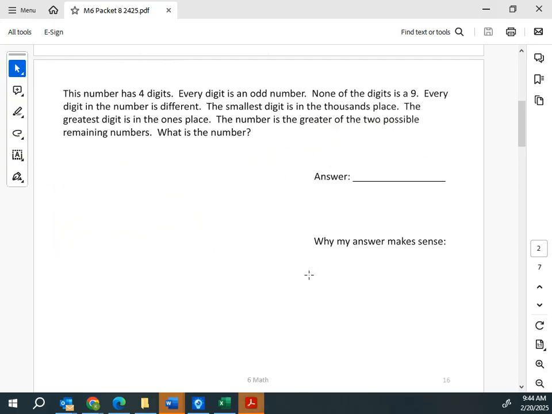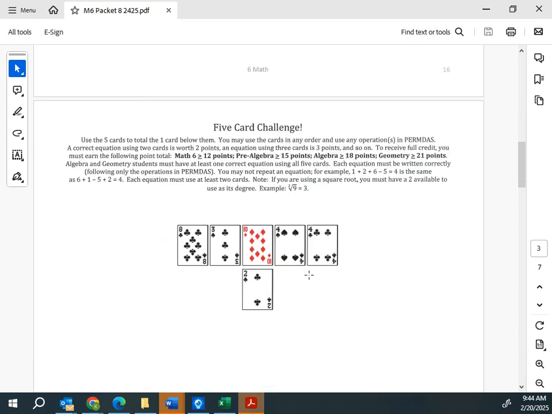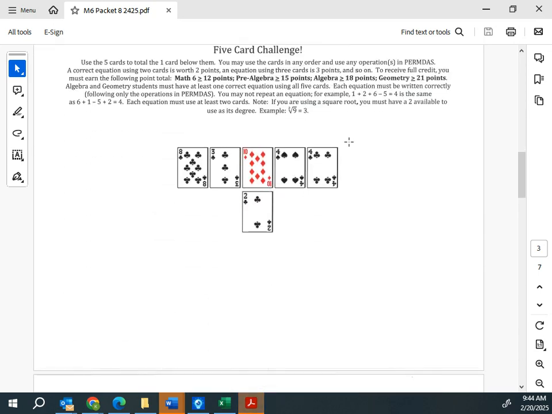Our next page is our 5-card challenge. We're getting good at doing that. You do have 2 4s, so your equations can have 2 4s in them.